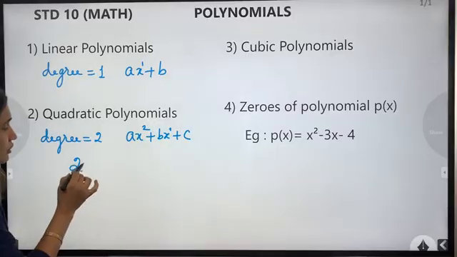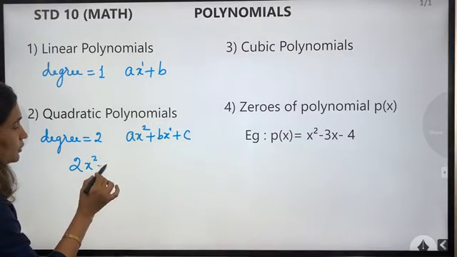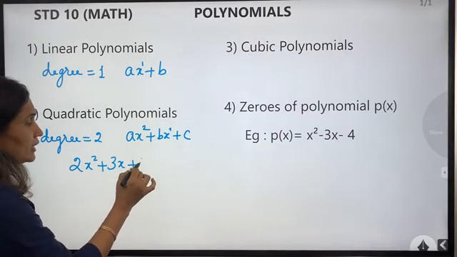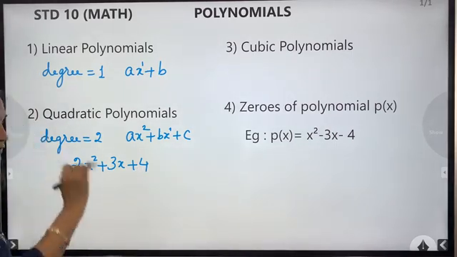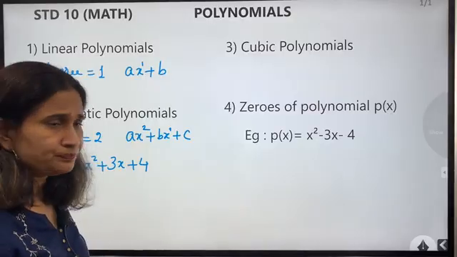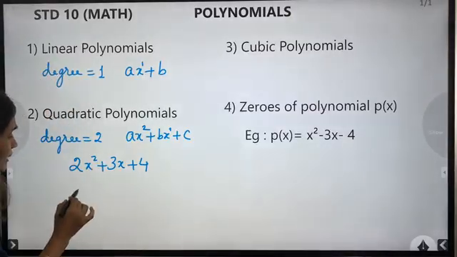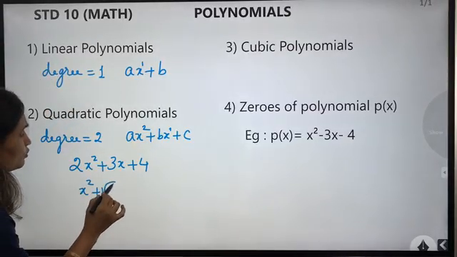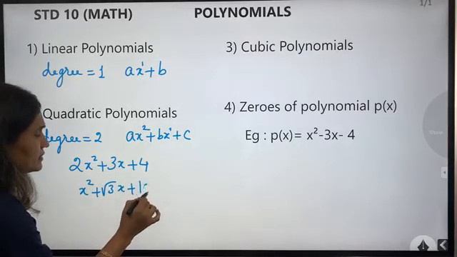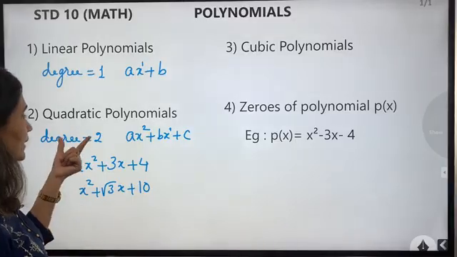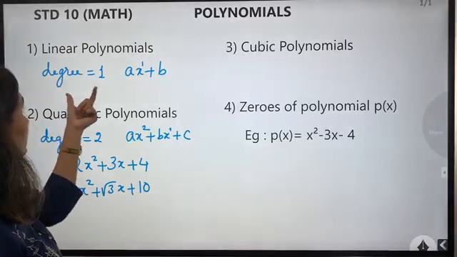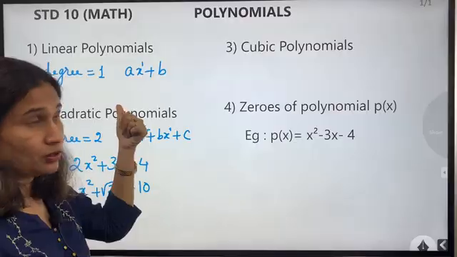Like an expression of the form 2x square plus 3x plus 4. Yes, it is a quadratic polynomial because the highest power of x is 2. That is, the degree is 2. All such types of equations, even if I say x square plus root 3x plus 10, yes, it is a quadratic polynomial. So all the polynomials with degree 2 are quadratic. All the polynomials with degree 1 will be linear polynomials.